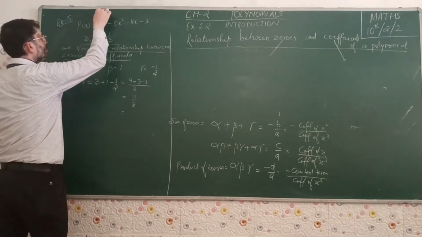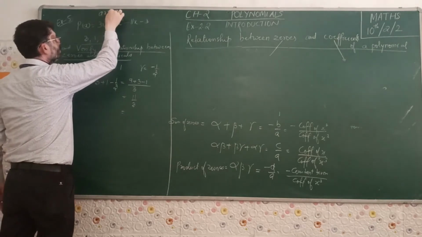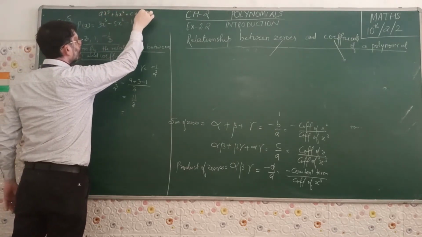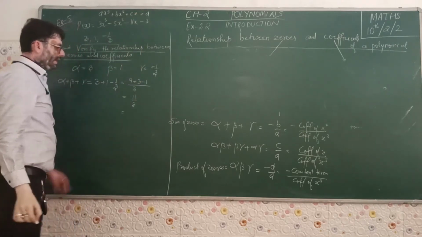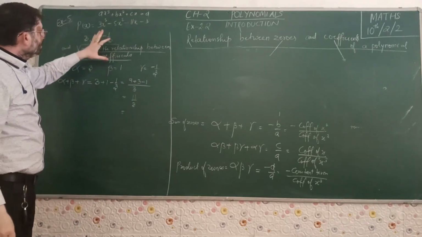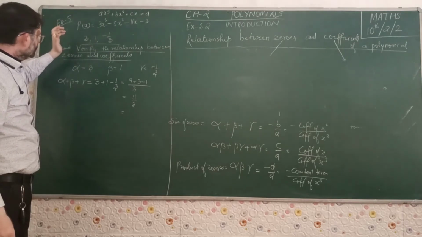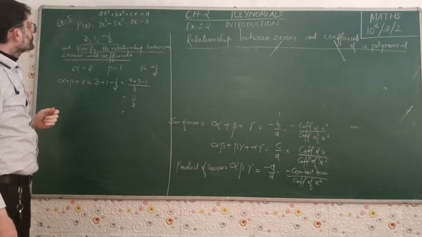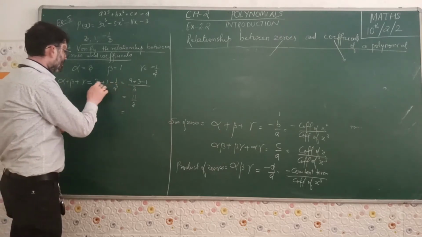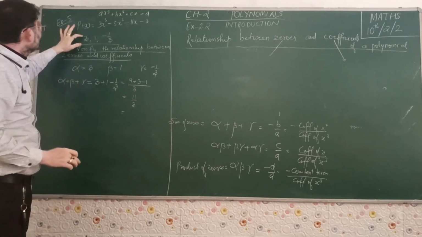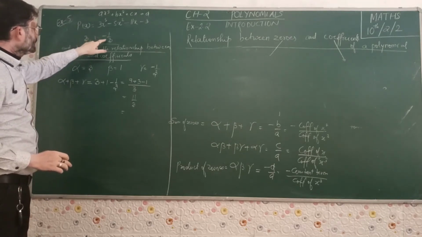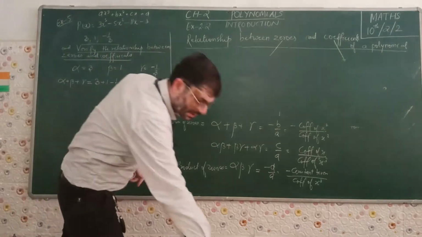And if you compare it with the standard form of the polynomial, the standard form is ax cubed plus bx squared plus cx plus d. And if you observe there, this is alpha, beta, and gamma. Let me check out. You are not getting that.